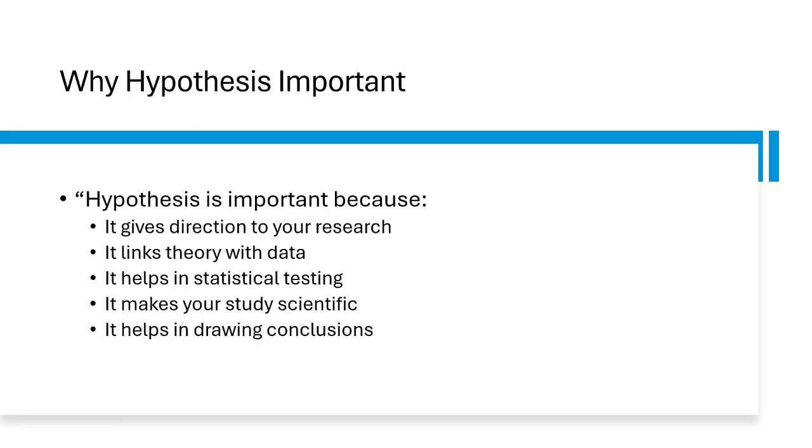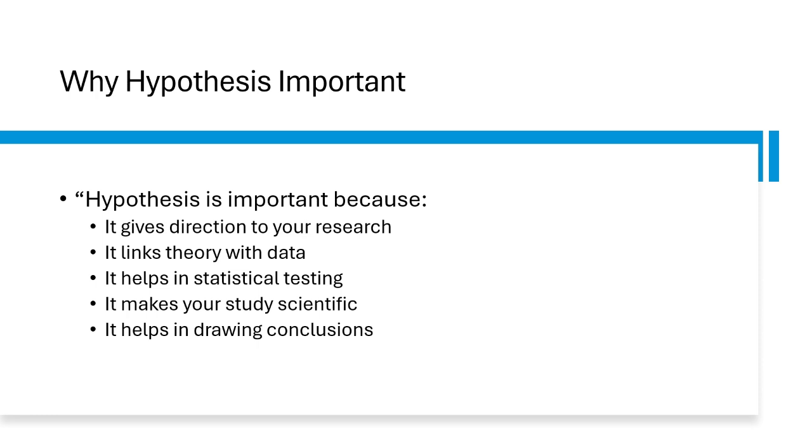Why is a hypothesis important? Why do we have to prepare the statement which is called a hypothesis? A hypothesis is important because it gives direction to your research. Many times we find that the topic of the research is the same, but every researcher comes with different conclusions. So a hypothesis gives direction to your research.